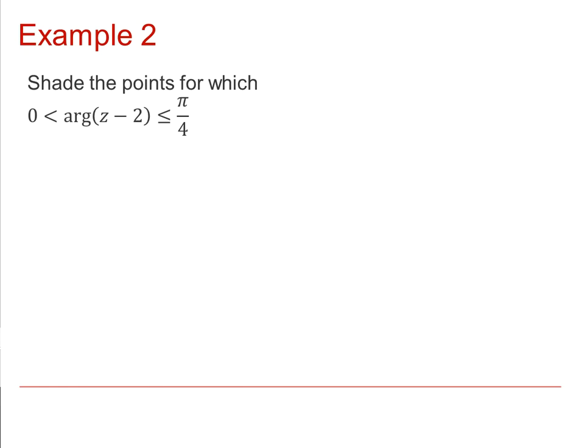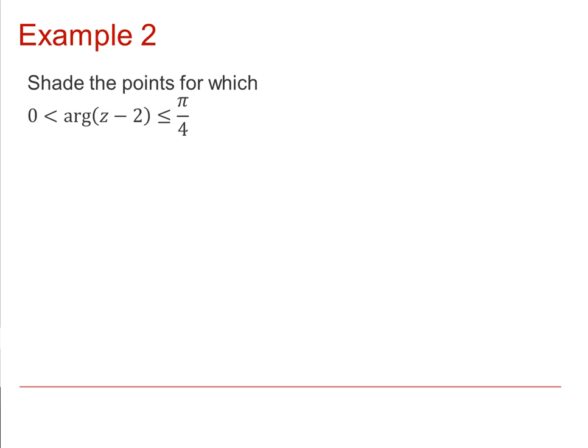We're now moving on to regions which are defined using the argument. So here we've got 0 is less than the argument of z minus 2 is less than or equal to pi by 4. You remember from previous lectures that the argument of z minus z1 is equal to some angle theta is a half line from z1 in the direction of theta.